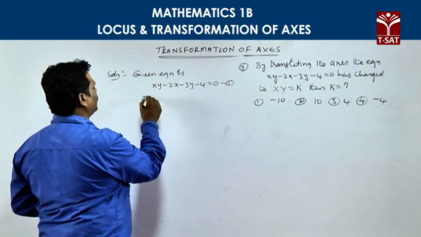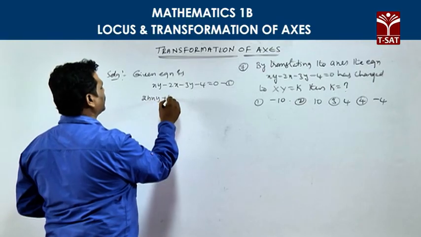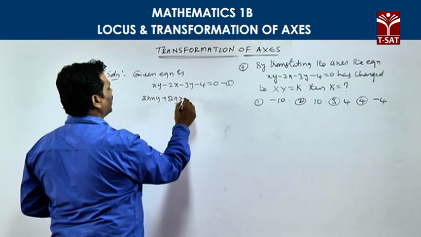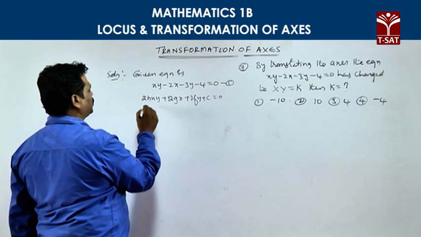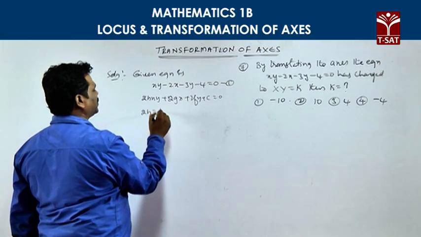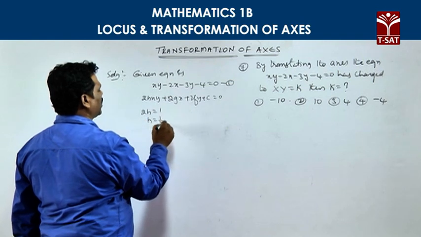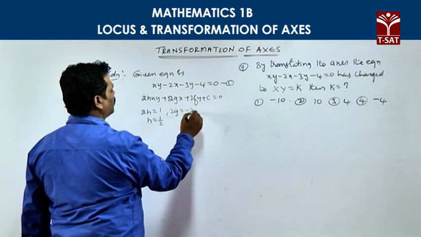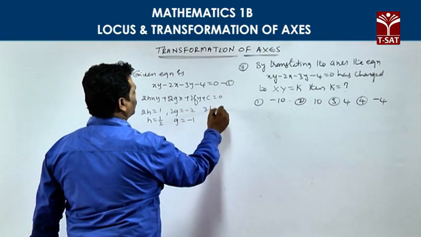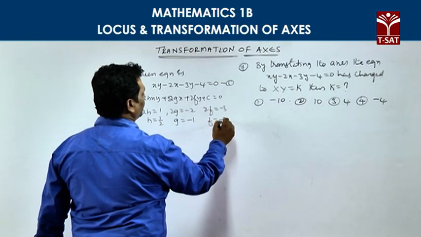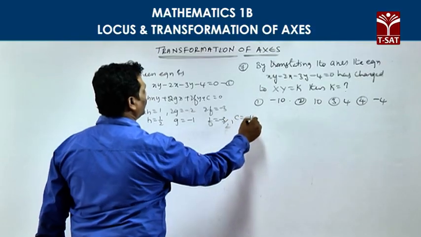It is in the form of 2hxy plus 2gx plus 2fy plus c equal to 0. So comparing these two equations, we get 2h is equal to 1, h is equal to 1 by 2, 2g equal to minus 2, g is equal to minus 1, 2f is equal to minus 3, f is equal to minus 3 by 2, c is equal to minus 4.